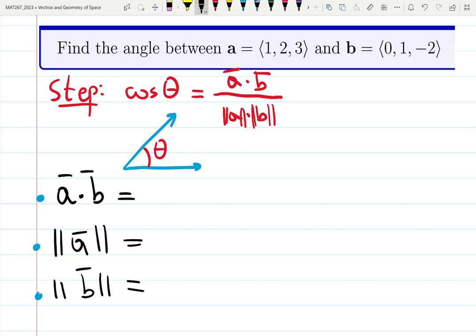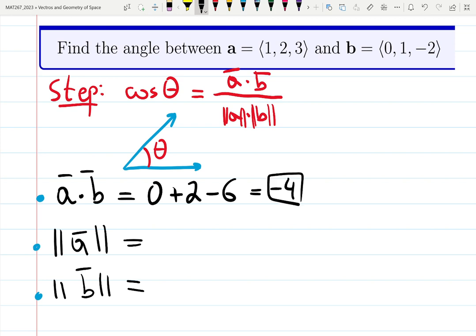A dot B. Who can calculate? Tell me what A dot B is. Tell me everything. What do you have? Zero plus 2 minus 6. Amazing, thank you. Which is minus 4.